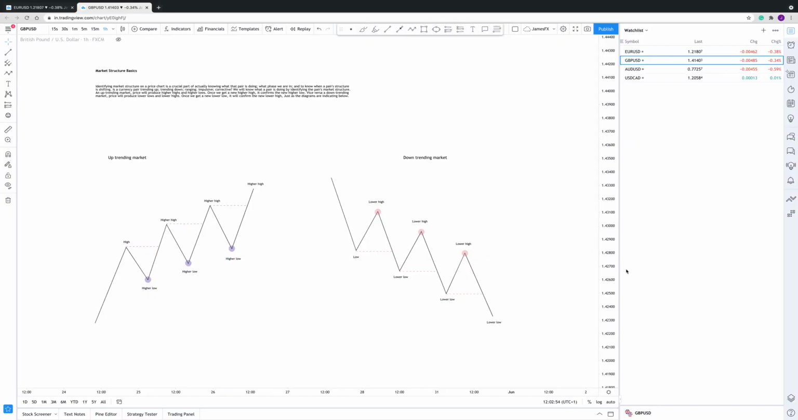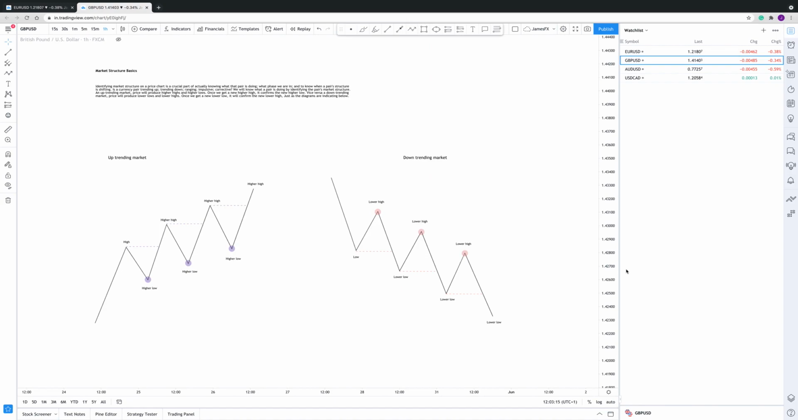What I want to do is start off with the market structure basics. So when we are identifying market structure on a price chart, it is a crucial part to actually knowing what the pair is doing. So knowing what phase of the market we're in and how to know when a pair's structure is shifting to a different direction.